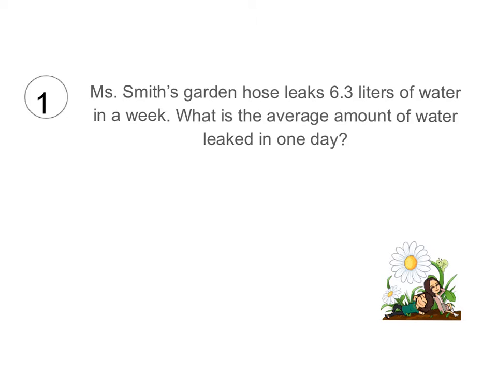So in the first one it says Miss garden hose leaks 6 3/10 liters of water in a week. What is the average amount of water leaked in one day? So if we're talking about the average, we are going to try to figure out how much is leaking in one day when we know how much it's been leaked over time in a week. So for this one, we're going to divide. So we should be dividing 6 3/10 divided by 7 because it happened over 7 days, and we wanted to figure out how much it's happening per day or in one day, which is going to also be the average.